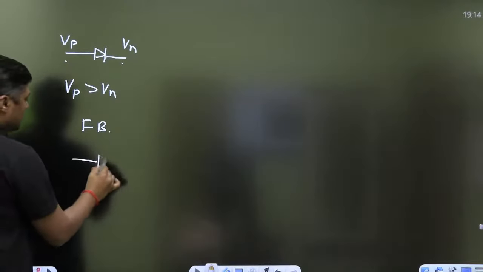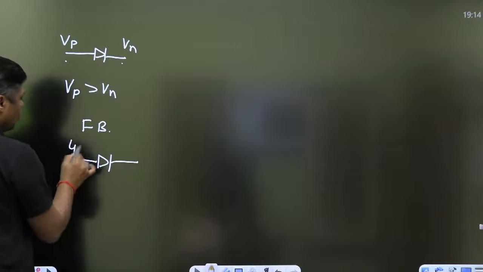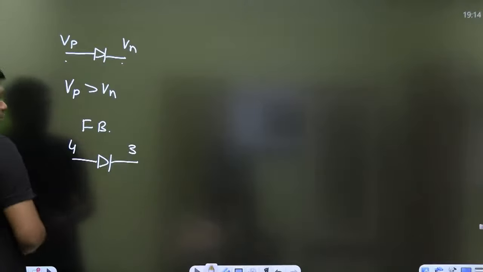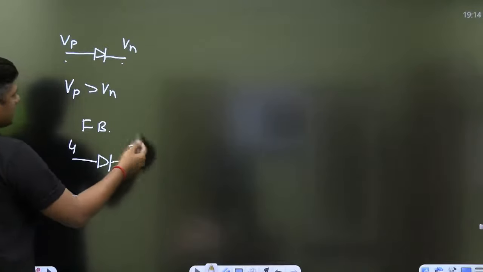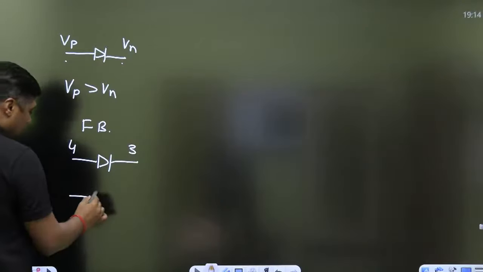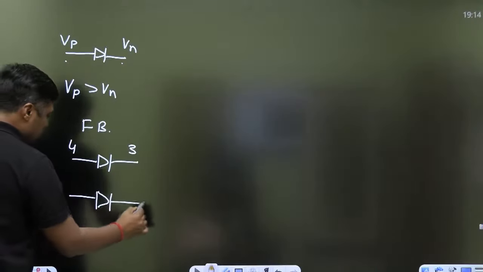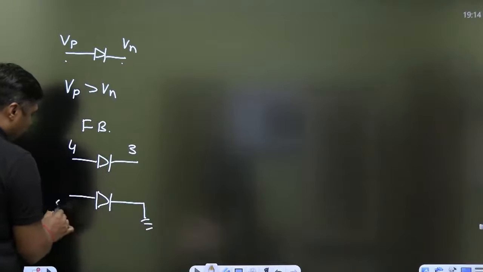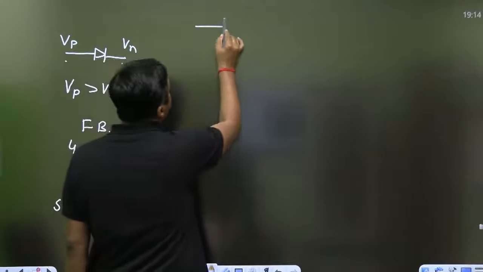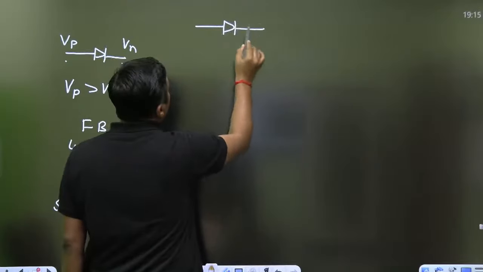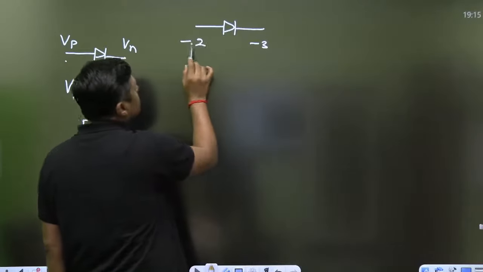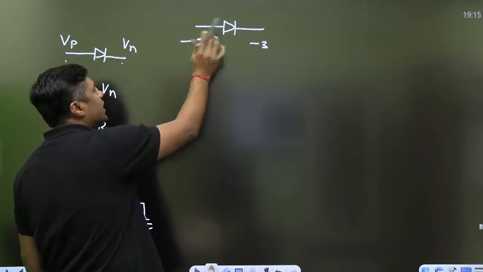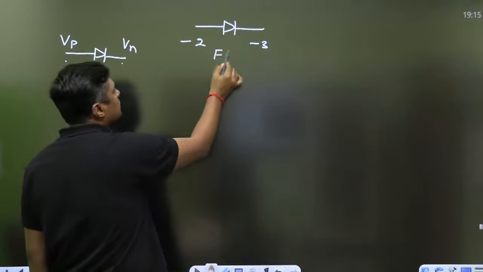For example, this is 4 volt, this is 3 volt. The diode is forward bias. We are providing effective voltage, and there will be the connection of resistors and so on. Suppose this is ground and here you are giving 5 volt, again the diode is forward bias. Here minus 3 volt, and this is minus 2 volt. Minus 2 is greater than minus 3, again the diode is forward bias.